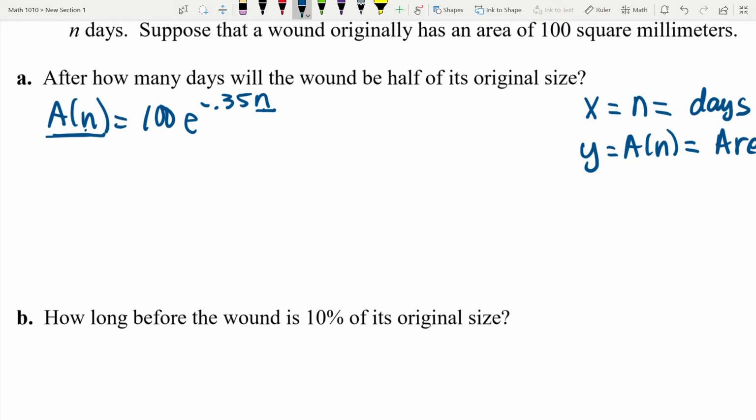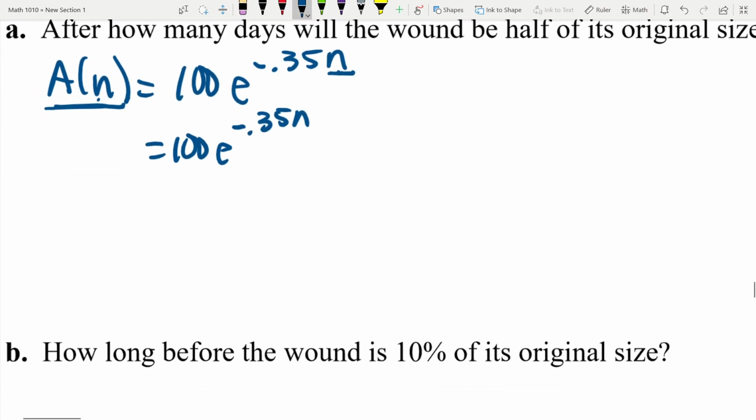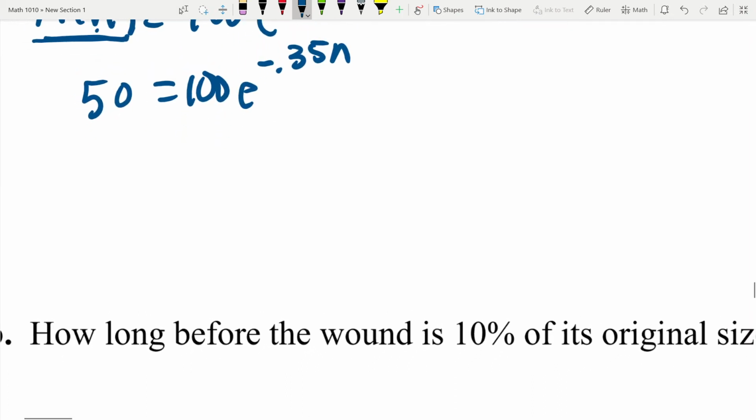Okay, everybody listen. How many days will the wound be half of its original size? Days is n. I know they're looking for n, so my n is going to stay an n. I have to put a number on the other side. I can't have two variables. The number is not 1/2 for half of its original size. Can anybody tell me what the number is? It's 50. Why do you say 50? Half of 100. Good.